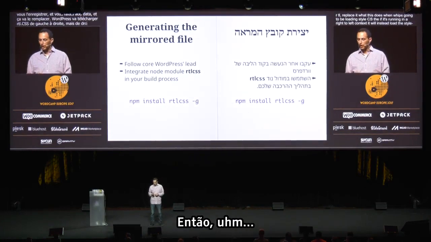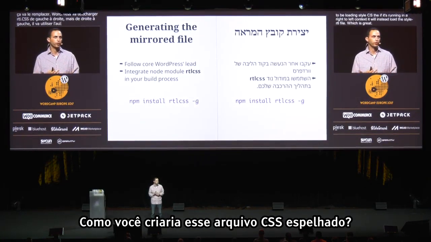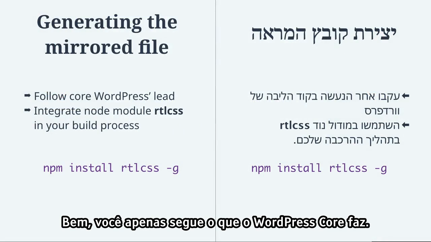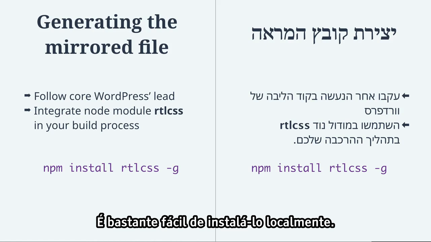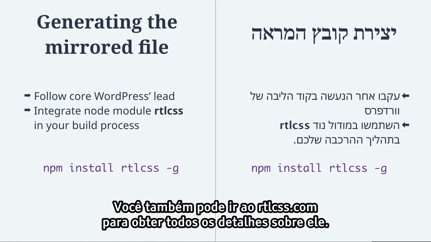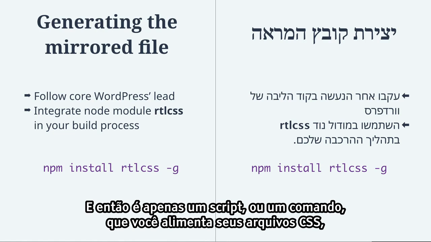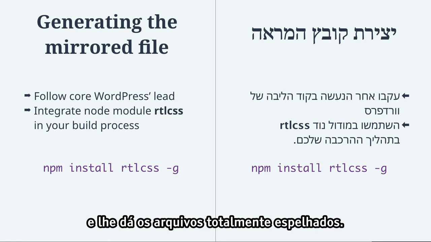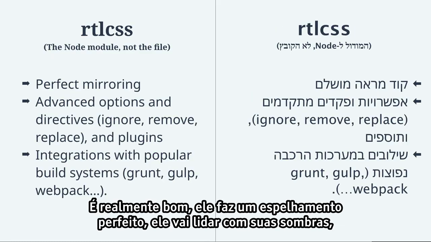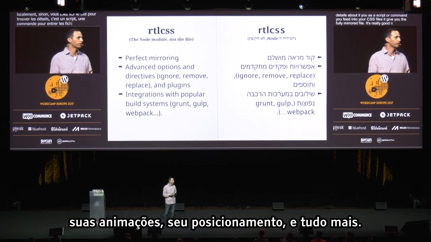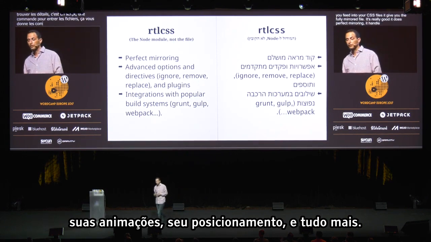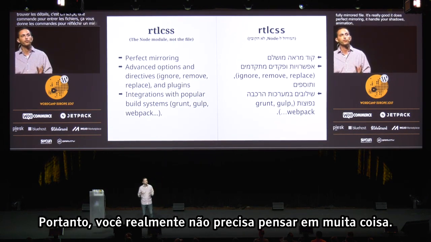So how would you create that mirrored CSS file? Well, you just follow what WordPress Core does. It integrates a node module called RTL CSS. It's quite easy to install it locally. You can also just go to rtlcss.com to get all the details about it. And then it's just a script or a command that you feed your CSS files, and it gives you the fully mirrored files. It's really good. It does perfect mirroring. It will handle your shadows, your animations, your positioning, and everything else. So you usually don't need to think about much else.